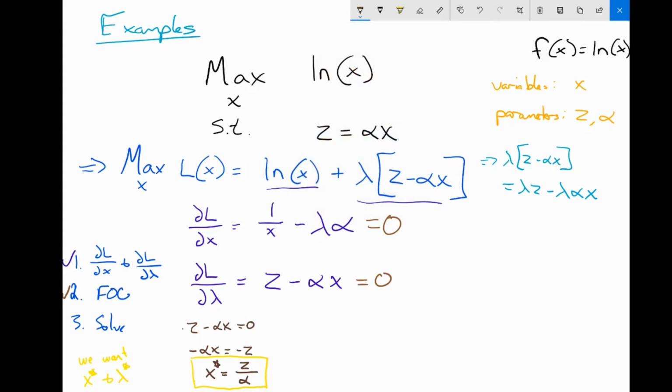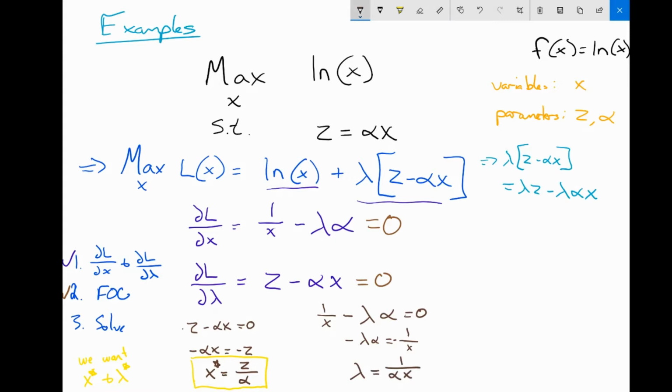All right, so now that we've done this, let's solve this other one. We have 1 over x minus lambda alpha equals 0. So just like I did in the last example of an unconstrained optimization, let's solve this for lambda as a function of x. All right, let's do that. So let's take 1 over x to the other side. So minus 1 over x. Oh, forgot the negative sign here. All right, and then let's get rid of the negative sign and divide both sides by alpha. We'll get lambda equals 1 over alpha x.